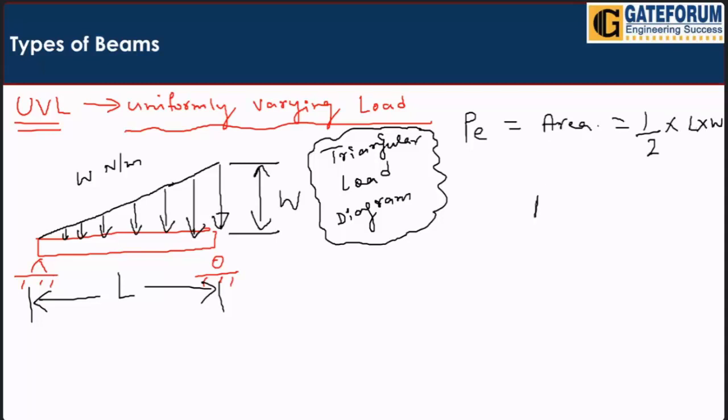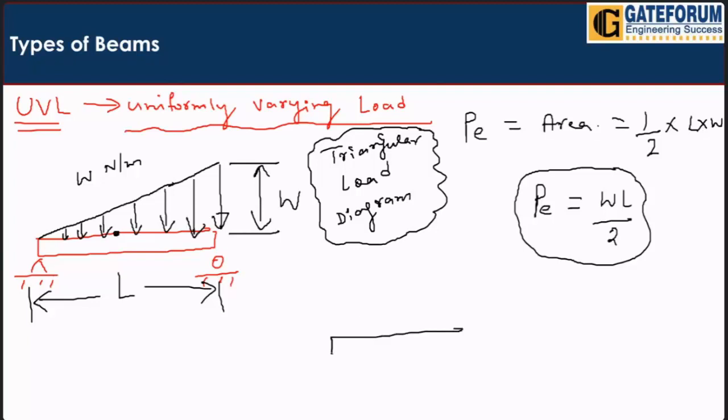So what is the equivalent point load? The equivalent point load will be WL by 2. And where will it act? It will act at the centroid. For a triangle it is somewhere here, at one-third here. So you can write in this way that here we have the beam.